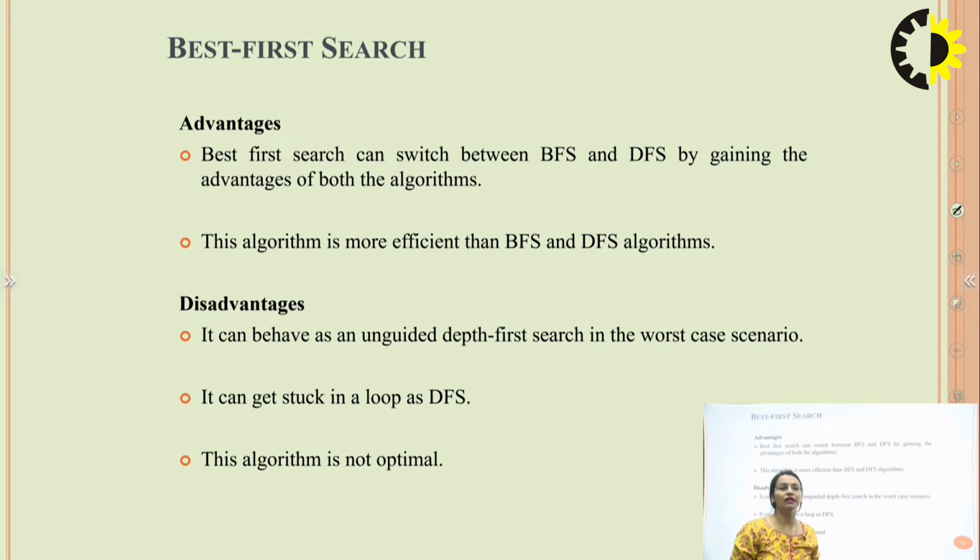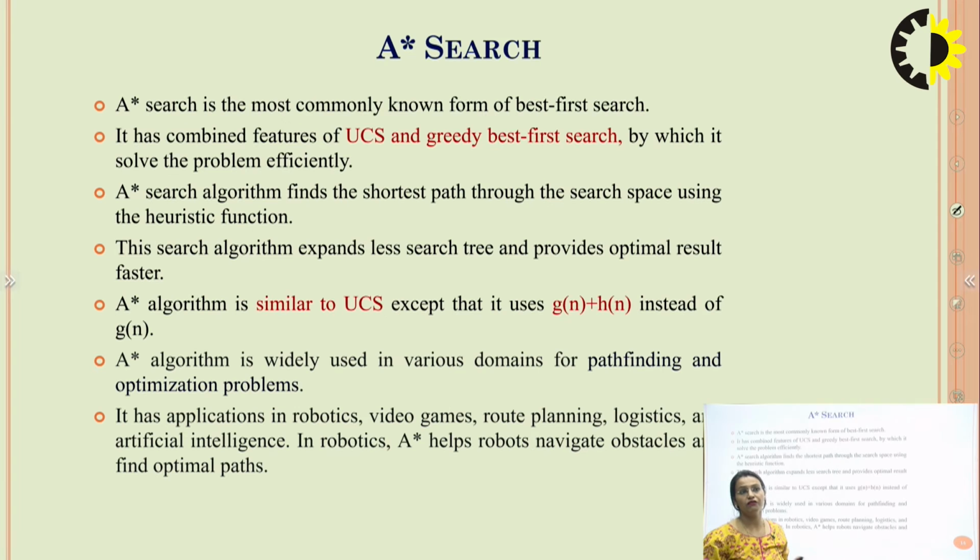In case of disadvantages, you can say that it can behave like an unguided depth first search in the worst case scenario. It can also get stuck in loops as DFS does, and the algorithm is not optimal in the end, because there could be another better solution or another path available, but it only searches along the path having the minimum value of Gn at a time. So for this, we need a refinement in this algorithm, that is in the form of A star.